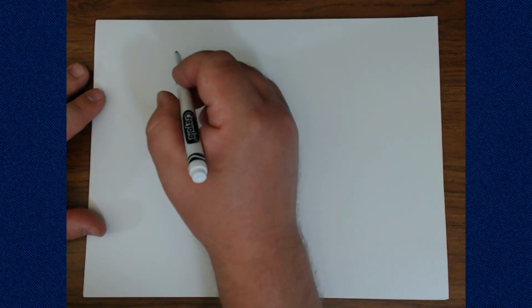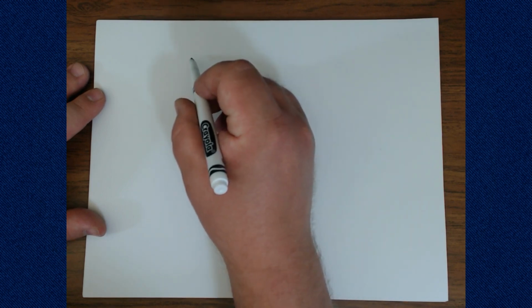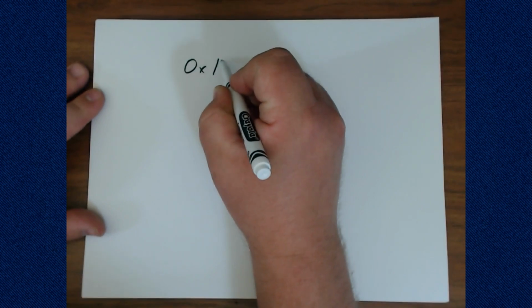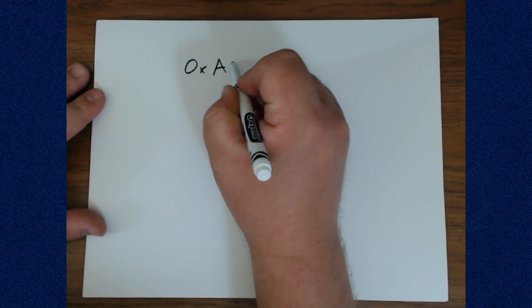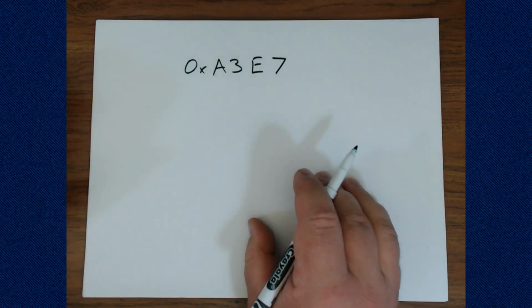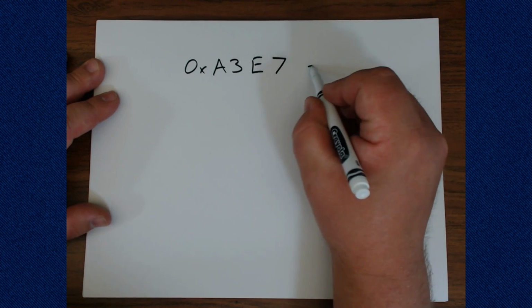We'll use a number from a previous set of slides. So let's take the value hex A3E7, and we want to convert that to octal.